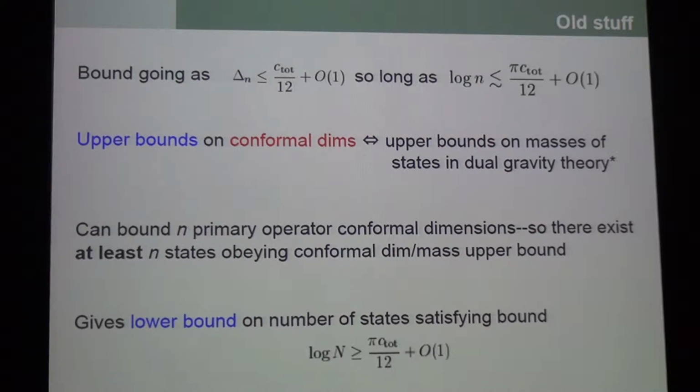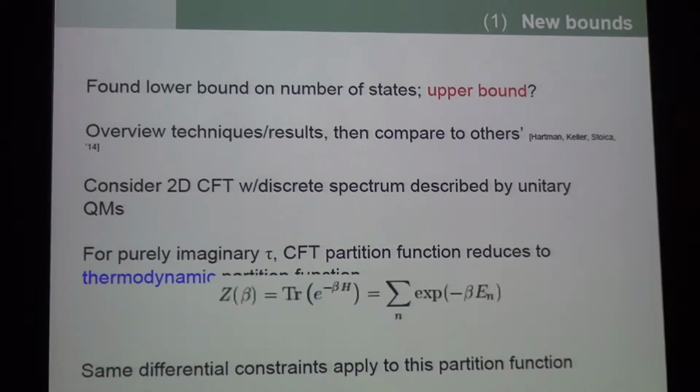A later paper by Hartman, Keller, Stoica gave an independent argument that confirms that this is in fact a lower bound on the number of states in the class of theories that we consider. So, having found that lower bound, we then asked ourselves, could we find an upper bound? I'm going to very briefly talk about the techniques and the results, and compare them to some other results, particularly those that previous authors found.